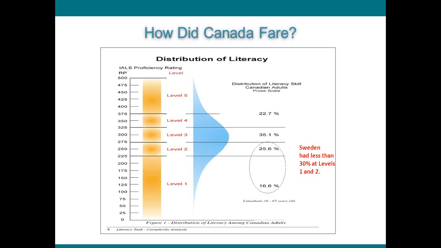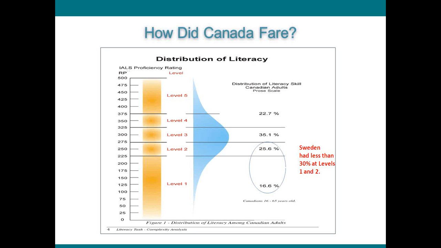Based on this IALS study, about 42% of Canadians were functioning between 0 and roughly 275. And what Canada thought at that time was that there must be an issue, because they knew that this was the lower end of the spectrum related to literacy. Canada spent about the same amount of money as Sweden on education, but Sweden only had about 30% of their population at that level, levels 1 and 2, or between 0 and 275.